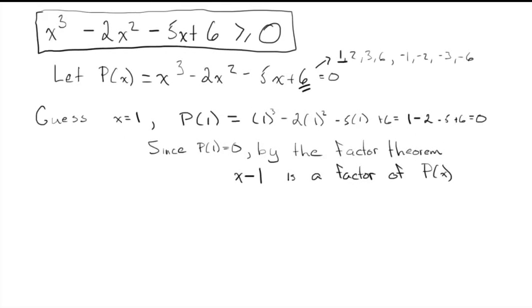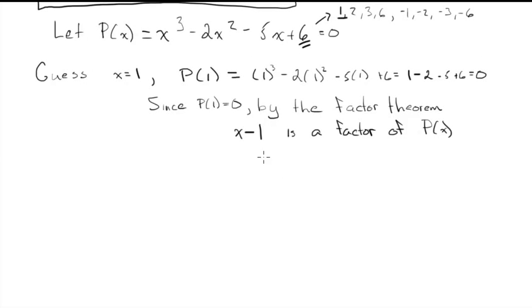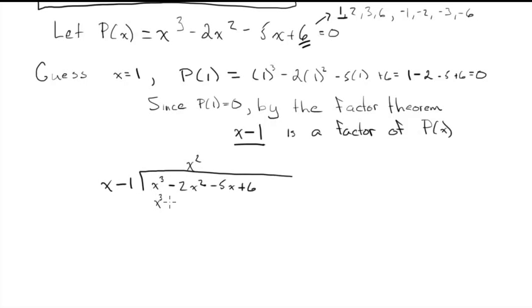Okay, so we know one factor, right? We're trying to get all the factors. We're trying to write it in factored form. We know x minus 1 is one of those factors. So to get the rest, we need to do long division. x minus 1 divides x cubed minus 2x squared minus 5x plus 6. So what times x gives us x cubed? x squared. So x cubed minus, no, there's no 2. Minus x squared.